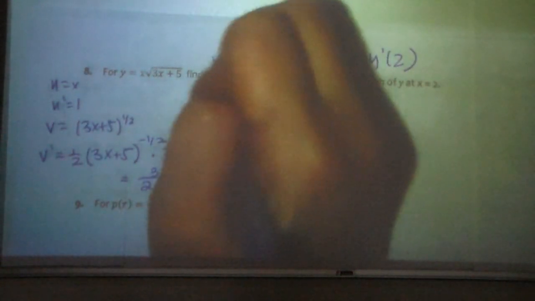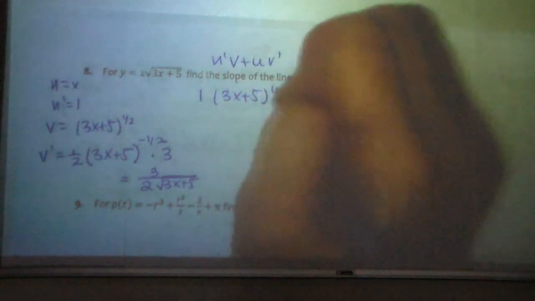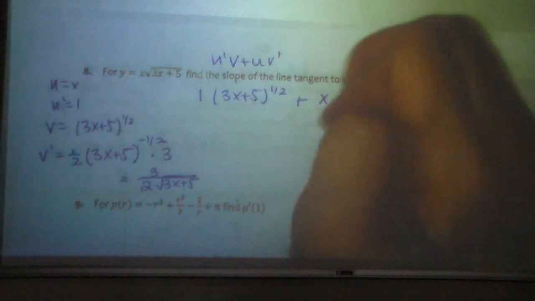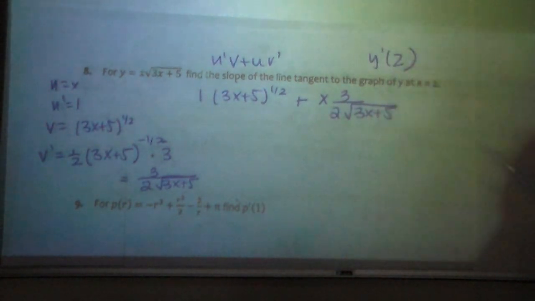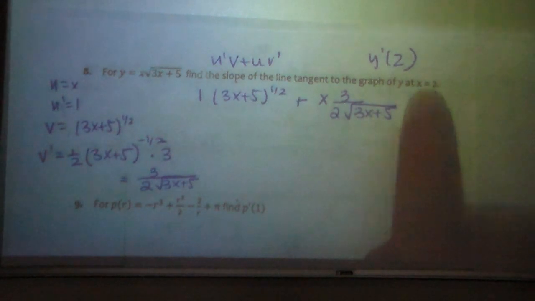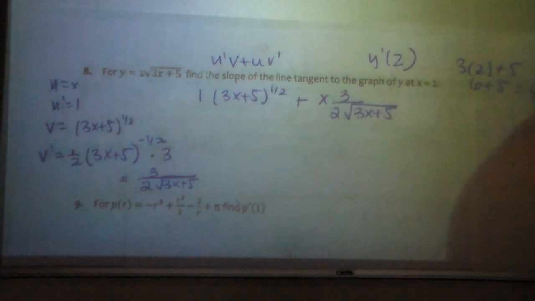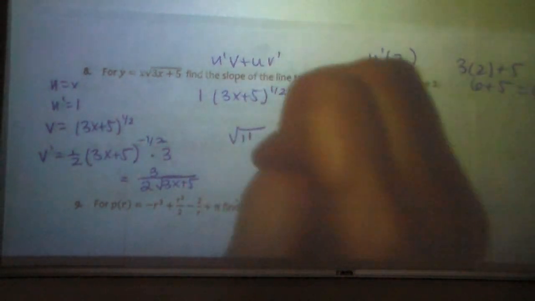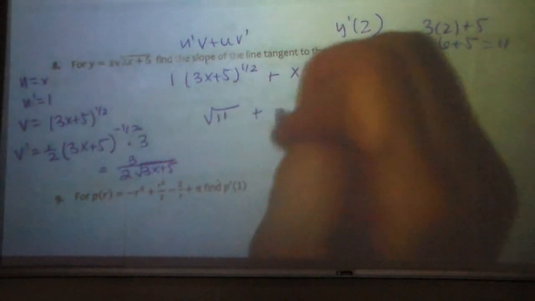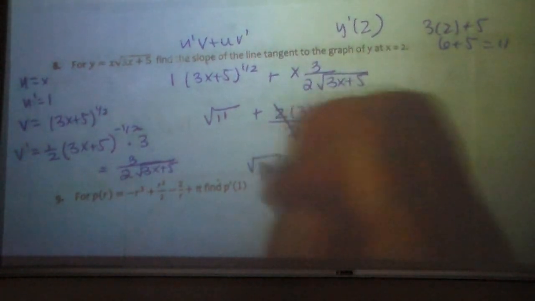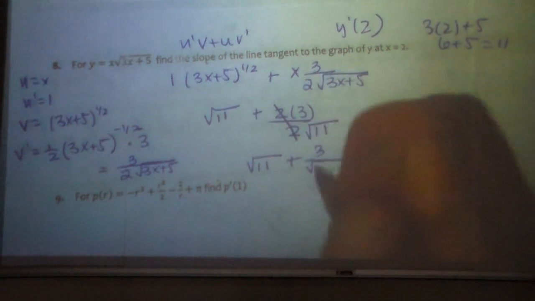So now I need to do u prime v plus u v prime. u prime is 1, v is (3x plus 5) to the 1/2, plus u is x, v prime is 3 over 2 square root of 3x plus 5. Now I'm going to evaluate it at x equals 2. 3 times 2 plus 5 is 6 plus 5 is 11. So this is square root of 11 plus x equals 2, so that would be 2 times 3 over 2 square root of 11. This cancels out, so it's square root of 11 plus 3 over root 11.